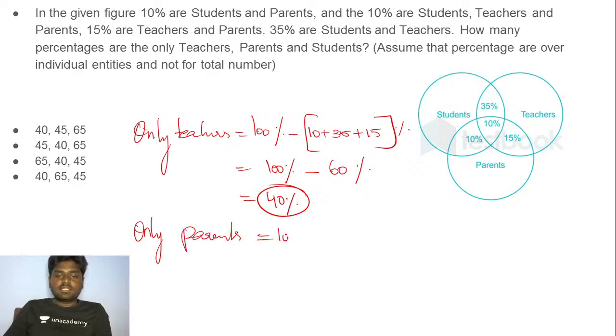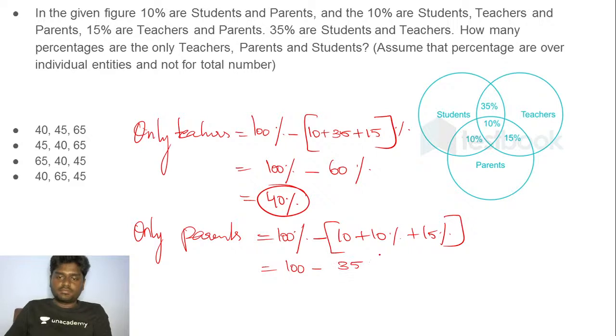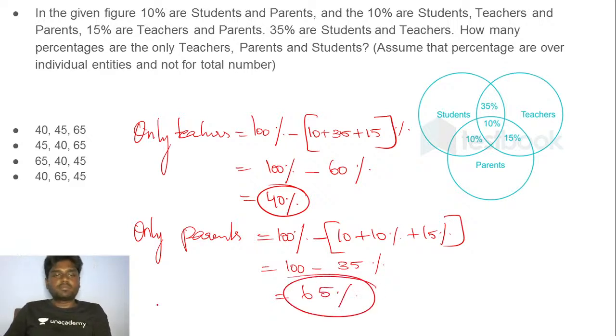The only parents is nothing but from 100%, if we try to exclude 10 plus 10 plus 15%. So this is going to give you 100 minus 35%. This will give you 65%. So this is actually the number of parents, which is given in percent, 65%.